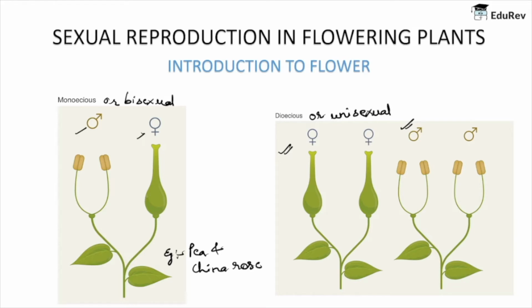Let me revise it once again with you. A flower which consists of both male and female reproductive parts, on the left side of your image, is called monoecious or bisexual flower. A flower which has either the male reproductive part or the female reproductive part is called dioecious or unisexual. Examples of dioecious or unisexual flowers are corn and cucumber.